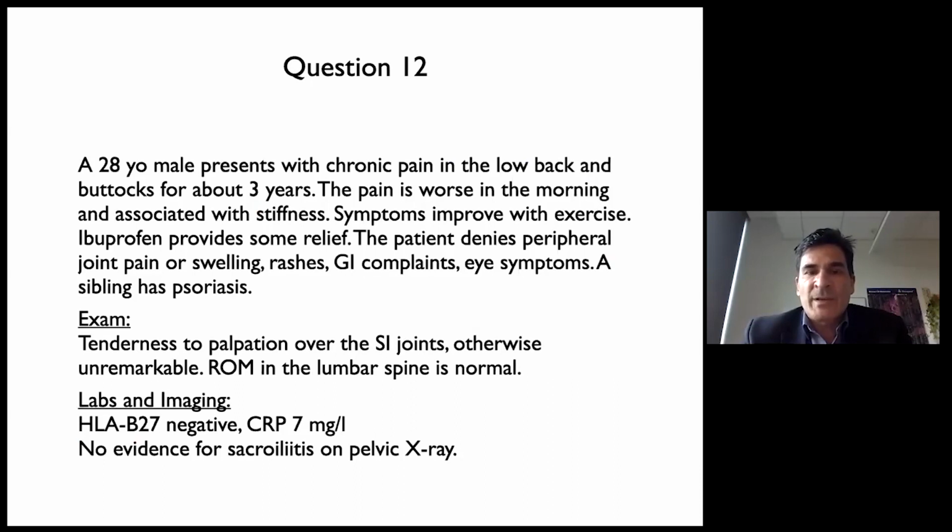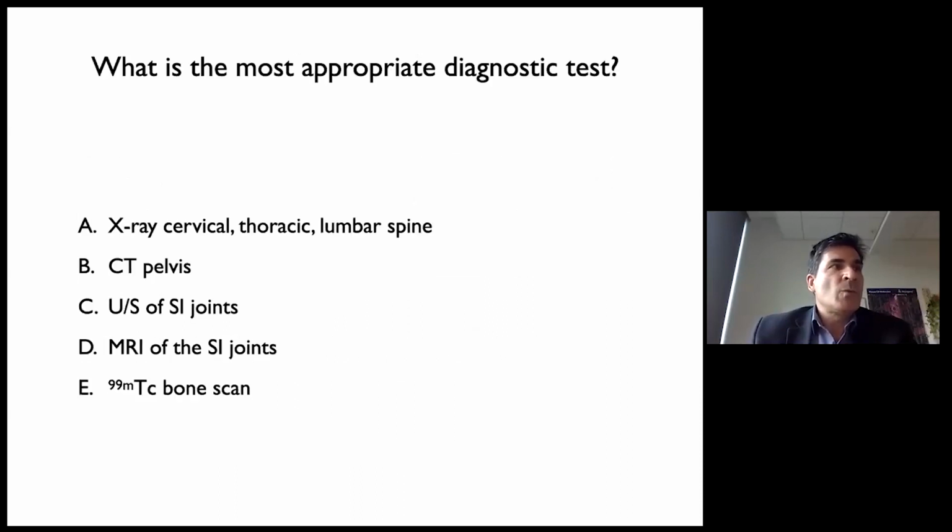On exam, there's tenderness to palpation over the sacroiliac joints. The exam is otherwise unremarkable. Range of motion in the lumbar spine is normal. The patient is HLA-B27 negative. CRP is 7 milligrams per liter. There's no evidence for sacroiliitis on pelvic X-ray. The question is, what is the most appropriate diagnostic test in this patient?